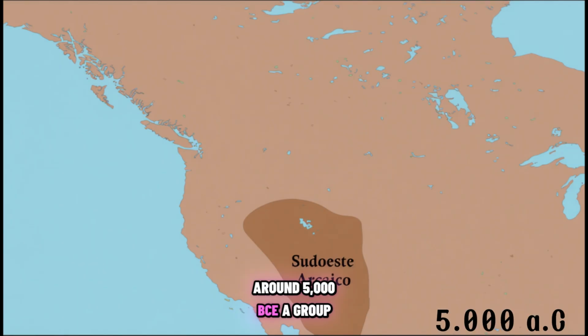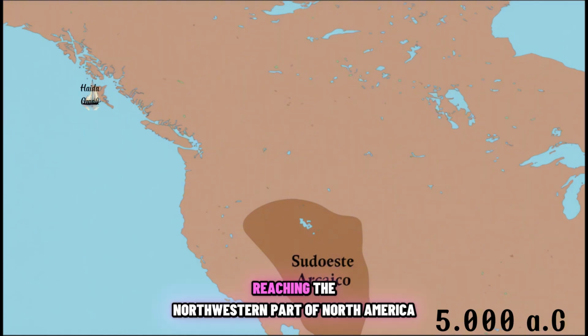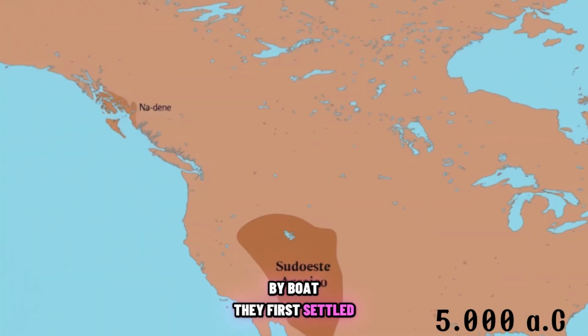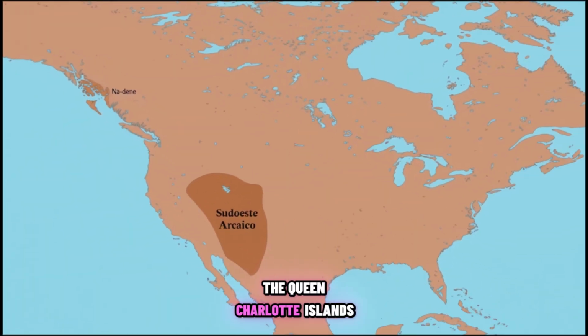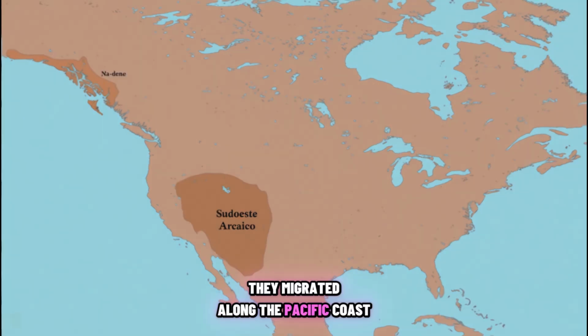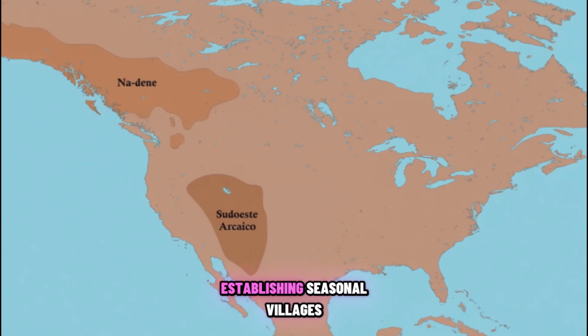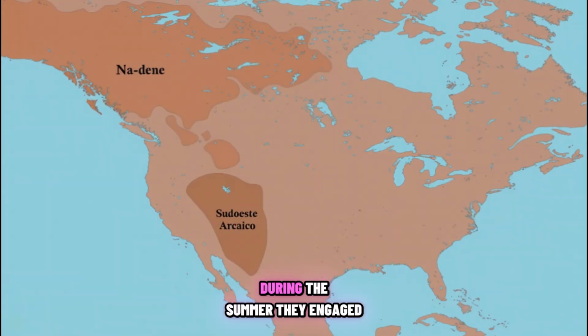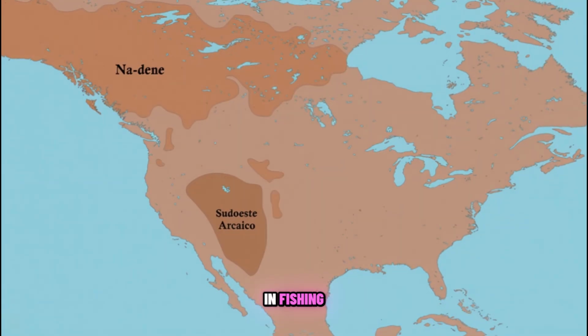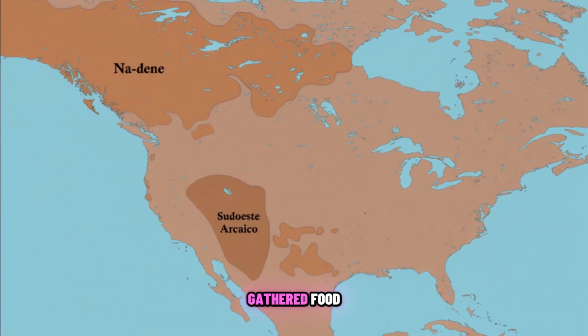Around 5,000 BCE, a group of people belonging to the Na-Dene language family set out from Asia, possibly reaching the northwestern part of North America by boat. They first settled in what is now the Queen Charlotte Islands in British Columbia. They migrated along the Pacific coast and inland, establishing seasonal villages. During the summer, they engaged in fishing, and during the winter, they gathered food.